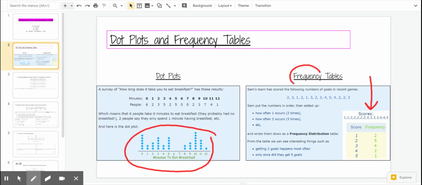Frequency, the word frequent, as you know, means how often something happens. So whenever I have a table like this, I would have a number and then how often it happens. The frequency is typically what you see as the dots. That's usually what we've dotted. So for a score of 1, I would have 2 dots. For a score of 2, I'd have 5 dots. So my frequency is typically what I'm using dots for.